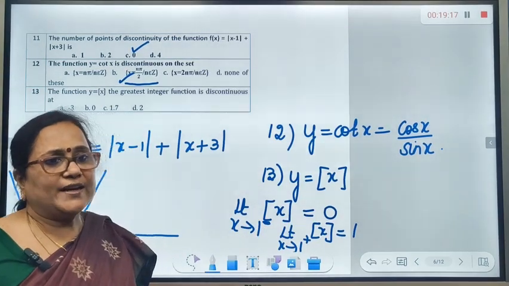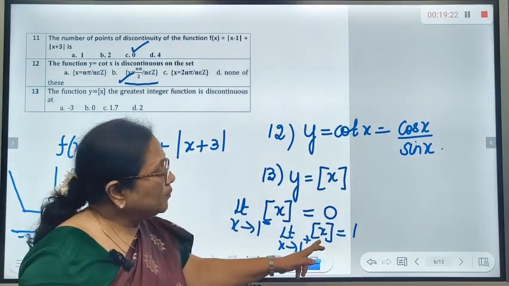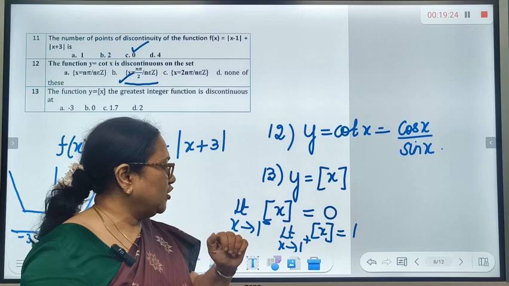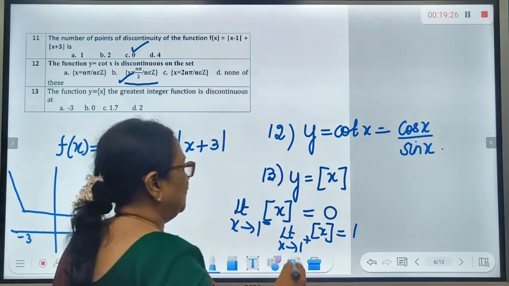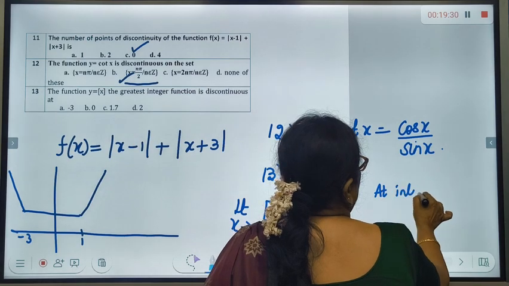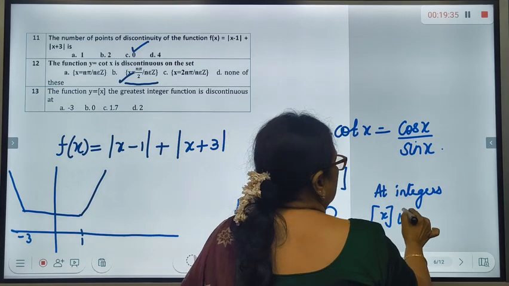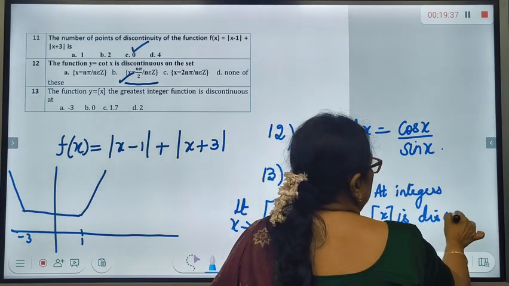For example, 0.999. What is the value of the greatest integer function? 0. Whereas 1.00001, what is the value of the greatest integer function? 1. Therefore, at integral points, at integers, square bracket of x is discontinuous.